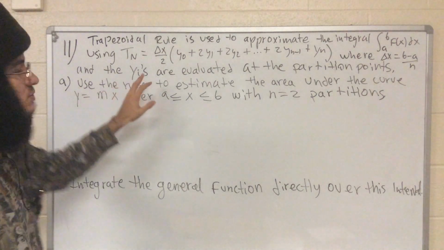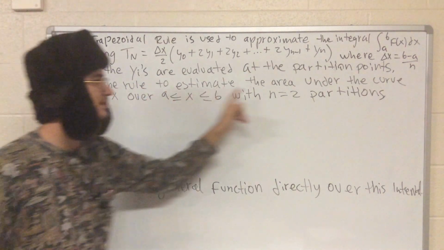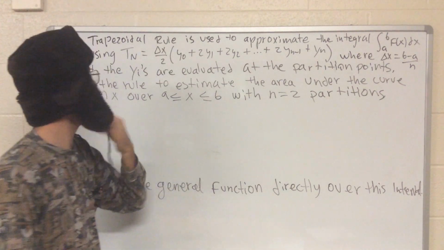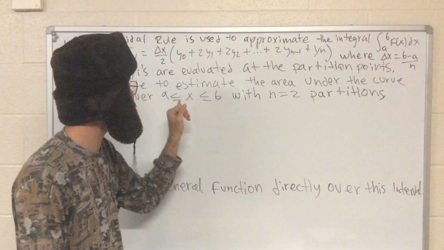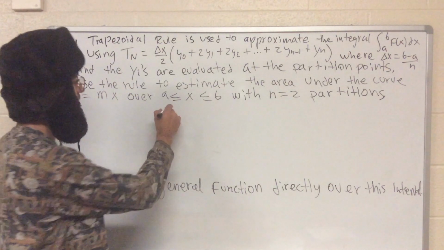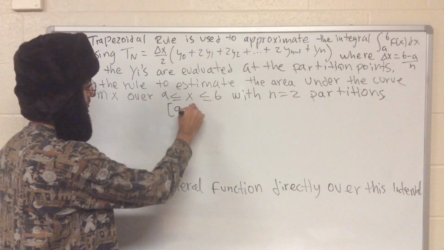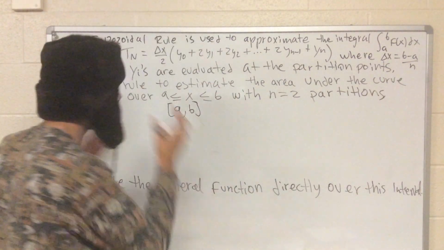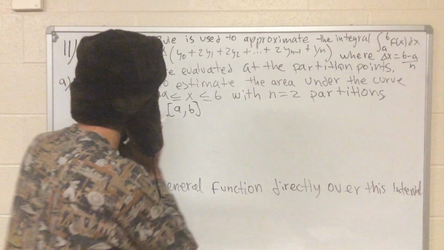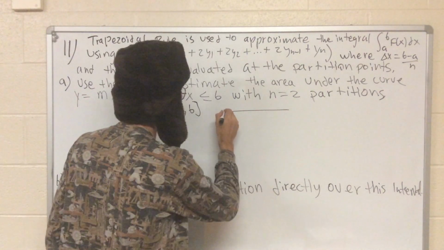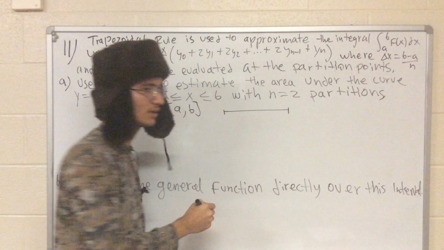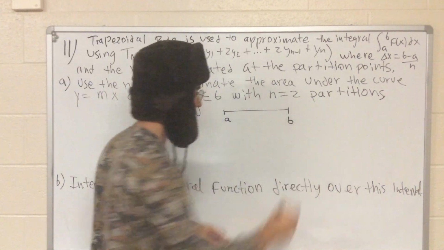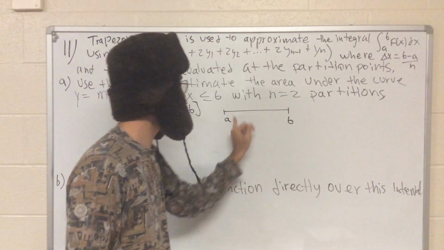So for part A, we're going to use the trapezoidal rule to estimate the area under the curve y equals mx over a and b, so the closed interval from a to b, with n equals 2 partitions. So we can go ahead and start by drawing our 2 partitions. We have A over here in the beginning, and in the end we have B. We have to have 2 partitions. So what goes in the middle?